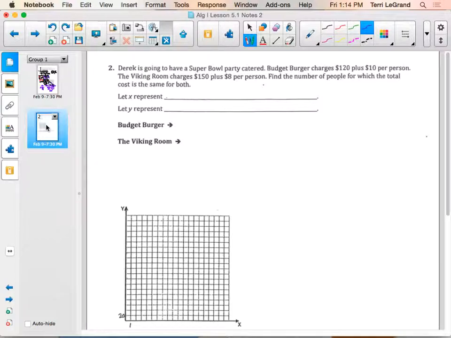Sam? The number of people that are going. Number of people that are invited. How many of you agree with that? The number of people. Can that change? Does it say how many you have to invite? No, that's a good choice. Let X represent the number of guests or number of people, however you want to call it. So how many people is Derek going to invite to the party? That can change. It could be 2, it could be 20, it could be 200.